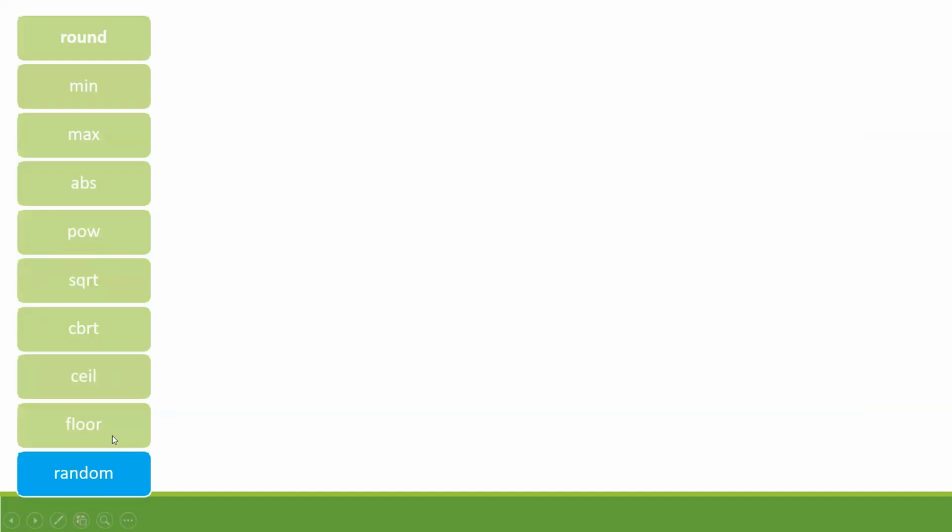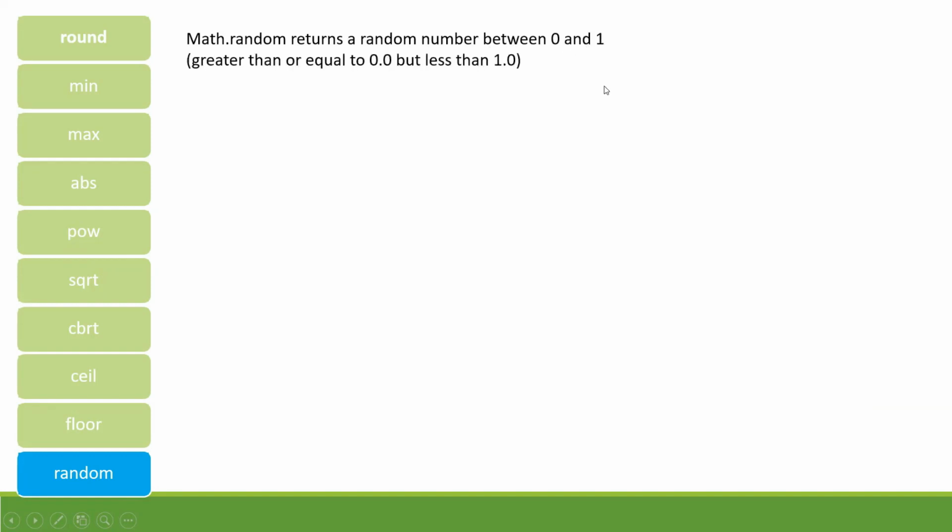Moving to the last method of the math class, which is math.random, it returns a random number between 0 and 1. Between 0 and 1, you can only get decimal values. So the data type is double. And remember that it will give you 0.0, but never 1.0. So the highest value that can be returned by math.random is 0.99999, infinite, but never 1.0.